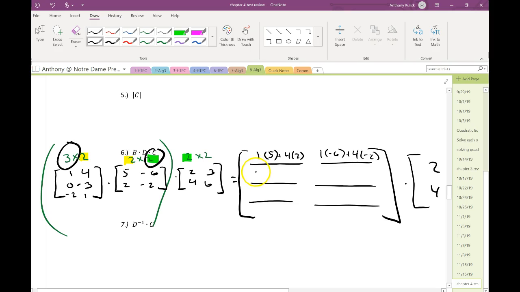And then I'll do row 2 times column 1. So 0 times 5 minus 3 times 2. Row 2 times column 2, 0 times negative 6, negative 3 times negative 2. And then row 3 times column 1, negative 2 times 5, and 1 times 2. And then I have row 3 times column 2, negative 2 times negative 6, plus 1 times negative 2.